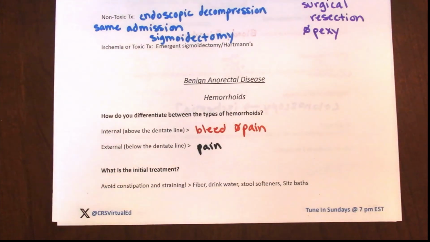All right. And what is the initial treatment for a patient with hemorrhoids? Well, hemorrhoids are mostly from constipation and straining and being on the toilet for too long. The initial treatment includes things like fiber, increasing water intake, other stool softeners, as well as sitz baths.